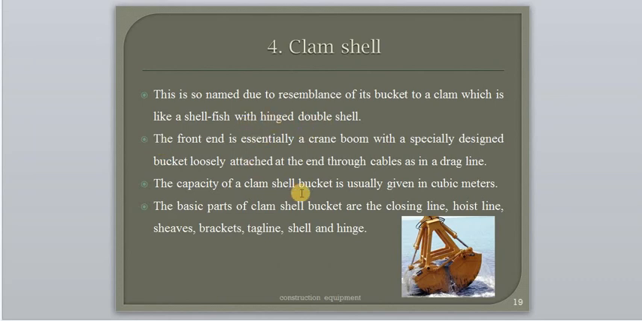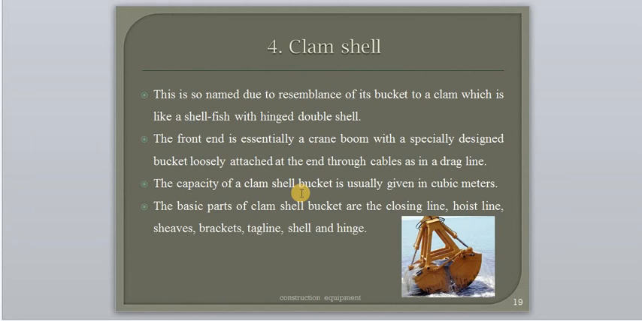The front end is essentially a crane boom with a specially designed bucket loosely attached at the end through cables, as in a dragline. The same as in the dragline, it has been attached with a cable. The capacity of clamshell buckets is usually given in cubic meters.